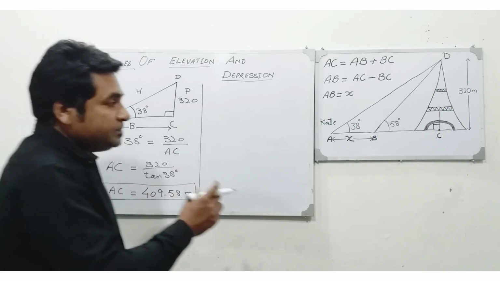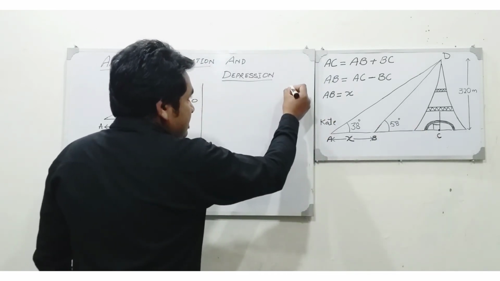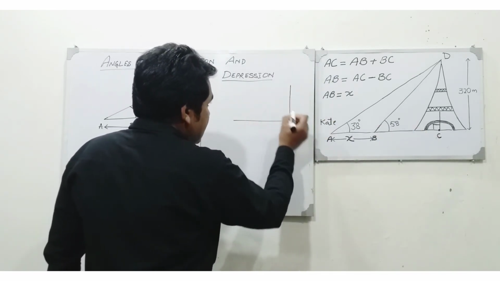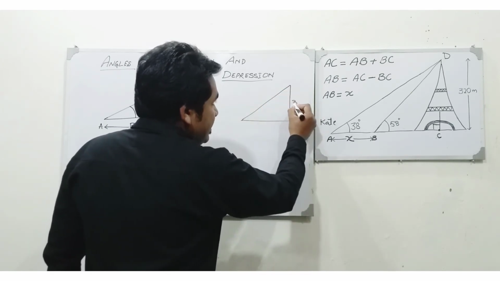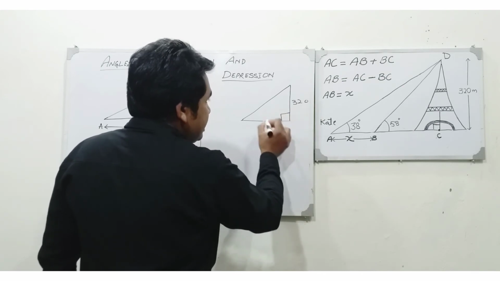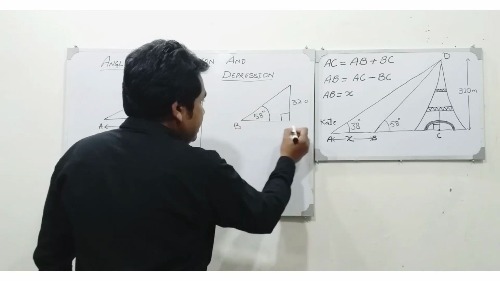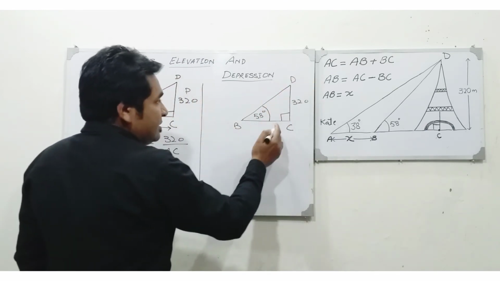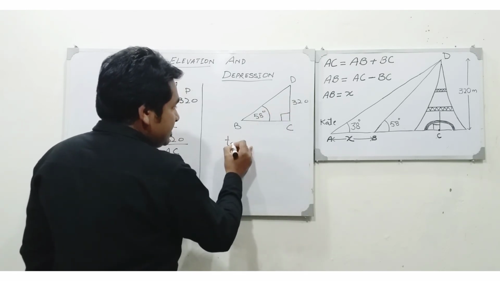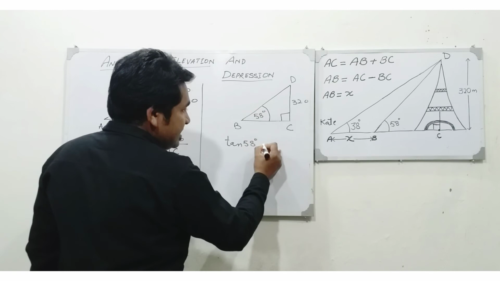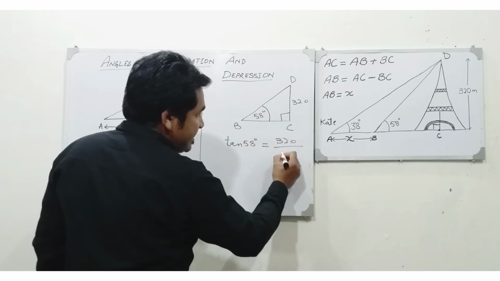So the value of AC is 409.58. Now we are supposed to find the value of BC. Again you will use the triangle with the same height, which is 320. Here we have a 90 degree angle, here we have 58 degrees, and this is BC, this is CD. This is base, this is perpendicular, so tan 58 degrees is equal to perpendicular over base, that is 320 over BC.